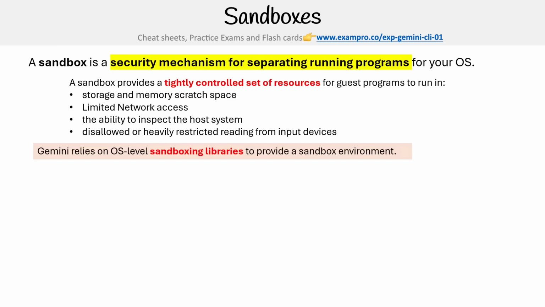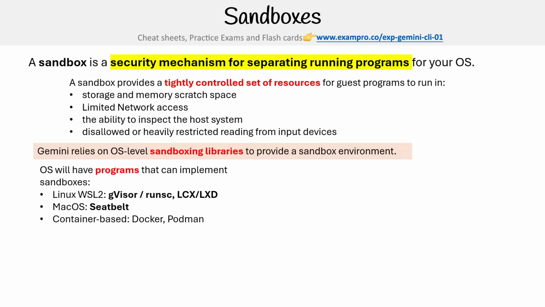So Gemini relies on OS-level sandboxing libraries to provide its environment. Where it's a little bit different than other providers is that for Linux and WSL2, it's using gVisor, which is apparently just runsc. It's made by Google, so it makes sense why they're using that. And then also the LXC and LXD libraries.